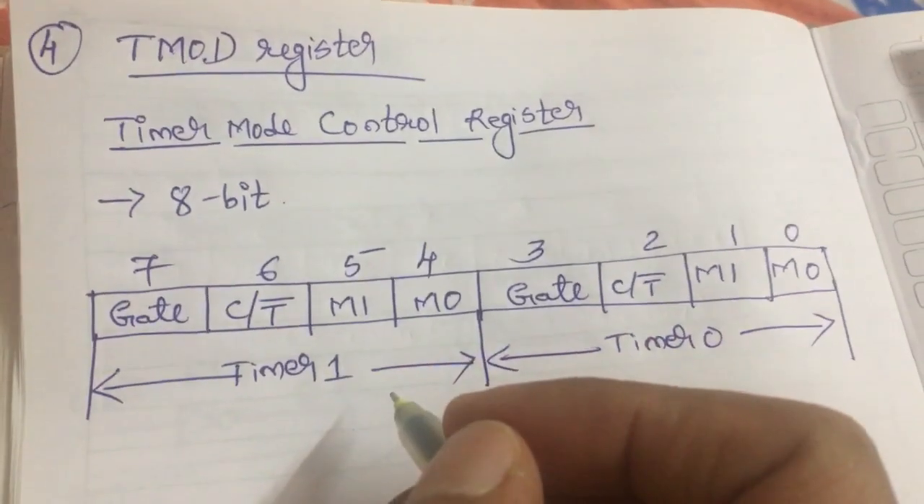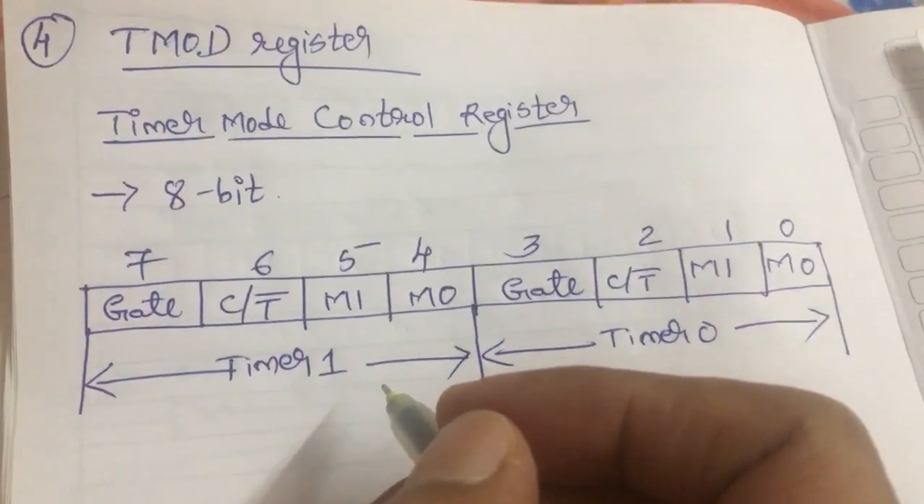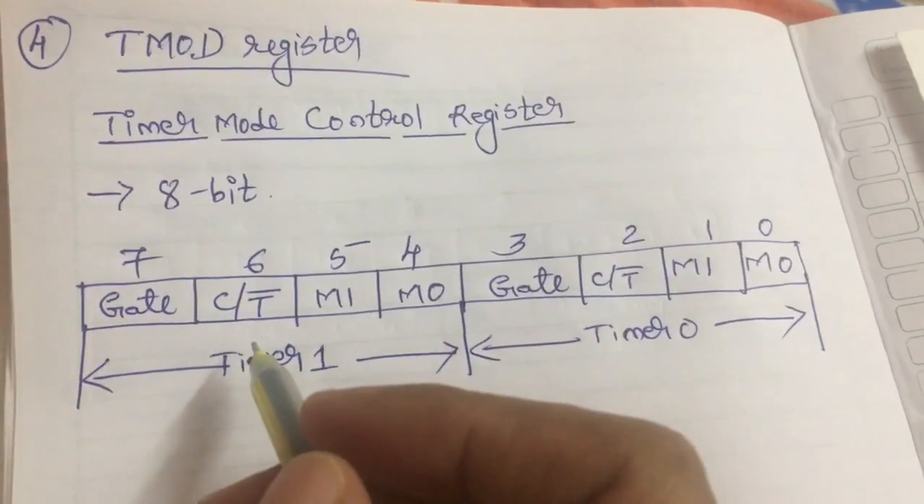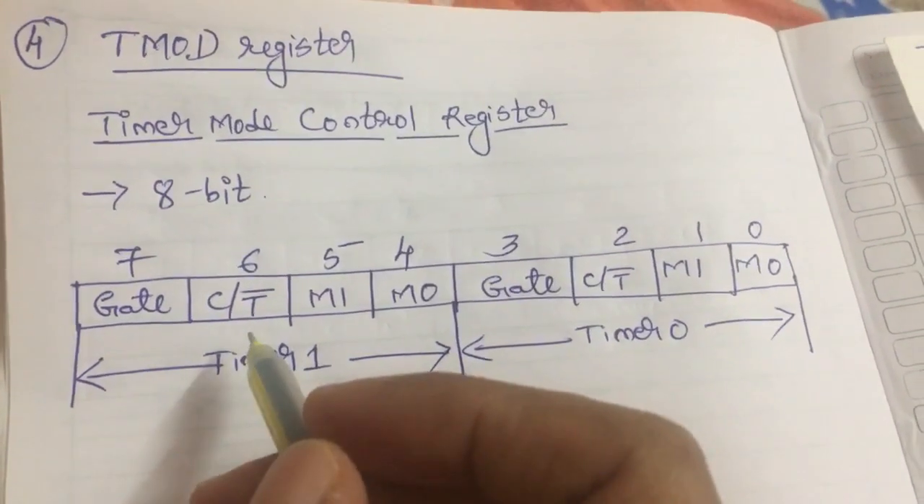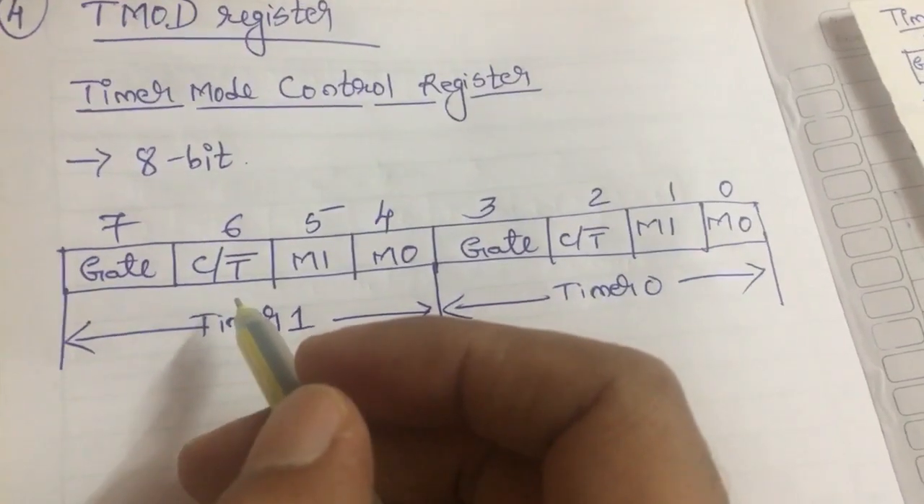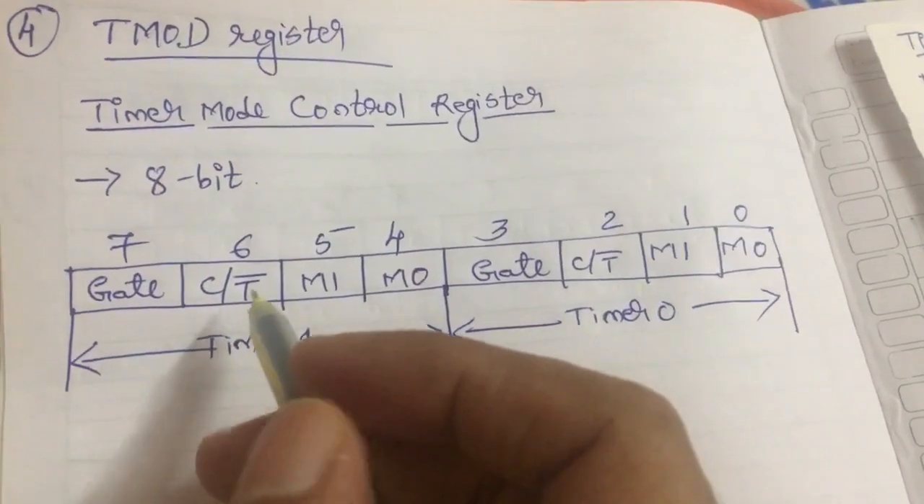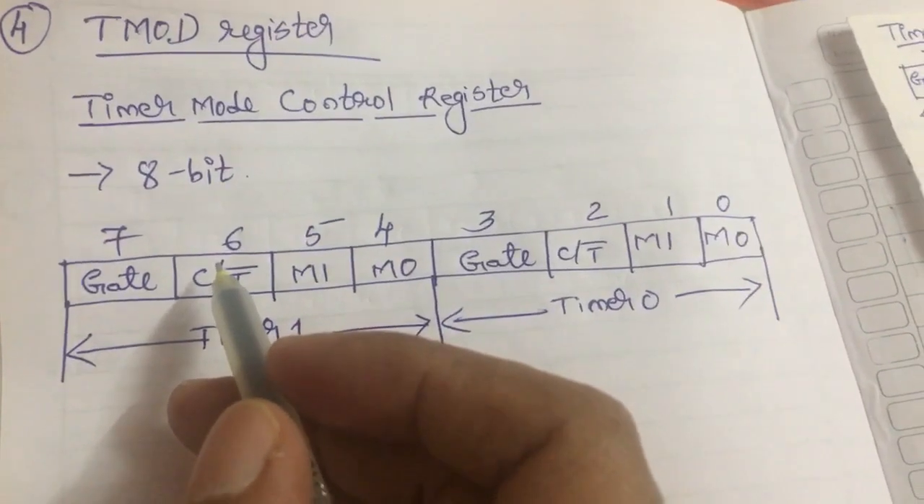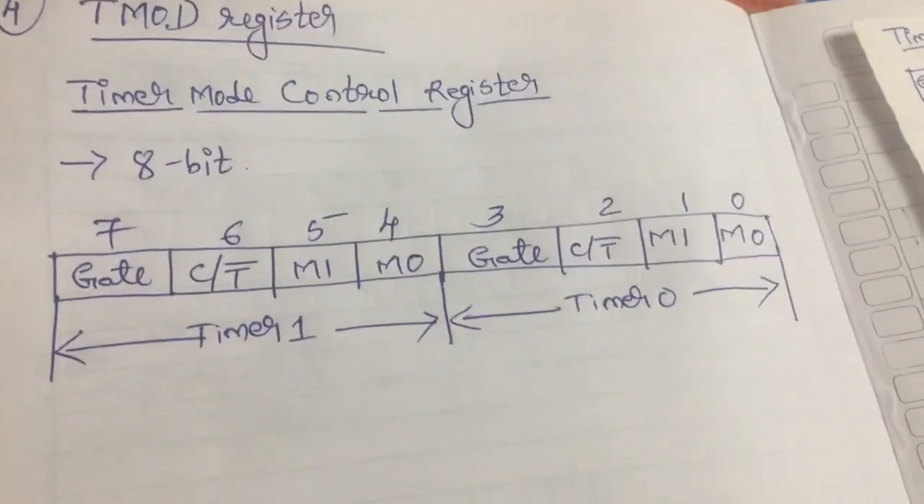Welcome back to the next session of timer/counter. In the last class we have seen all the logic gates which are there inside the timer control block. So now we'll see the most important registers of timer/counter.